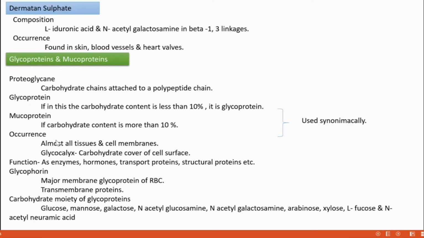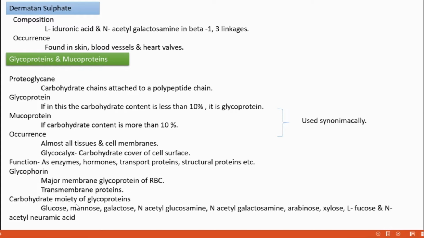We can find glycoproteins and mucoproteins in almost all tissues and in cell membranes. And as a glycocalyx, a coat over the cell surface, we can also see these substances. What's the function of these glycoproteins or mucoproteins? They function as enzymes, hormones, transport proteins, and structural proteins. Then what is glycophorin? Glycophorin is a type of glycoprotein present in the membrane of RBC. It's a transmembrane protein, meaning it spans the membrane.